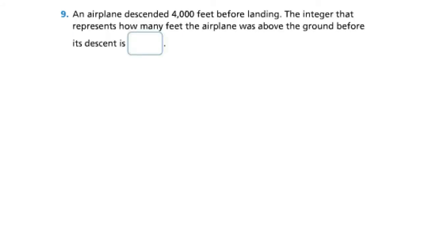An airplane descended 4,000 feet before landing. Descended. Another word to have in our list is -4,000. The integer that represents how many feet the airplane was above the ground before its descent would be 4,000, because the airplane got to the ground and the ground is considered 0.